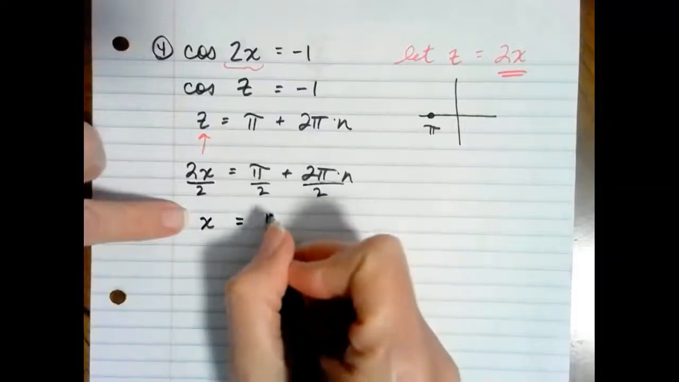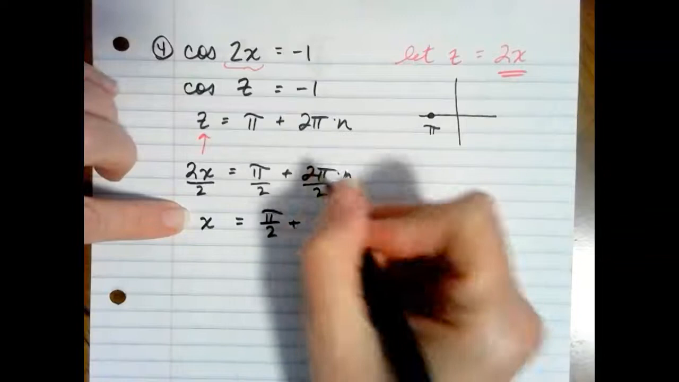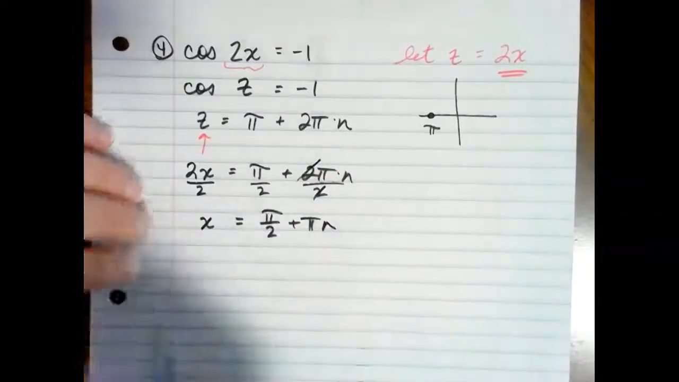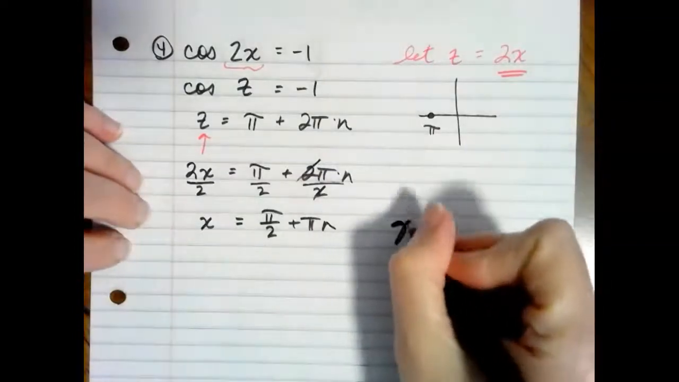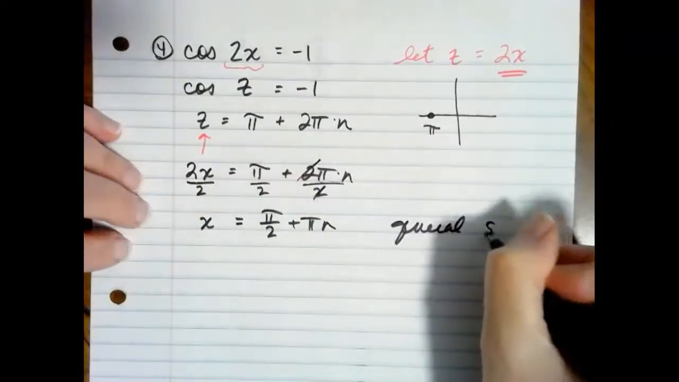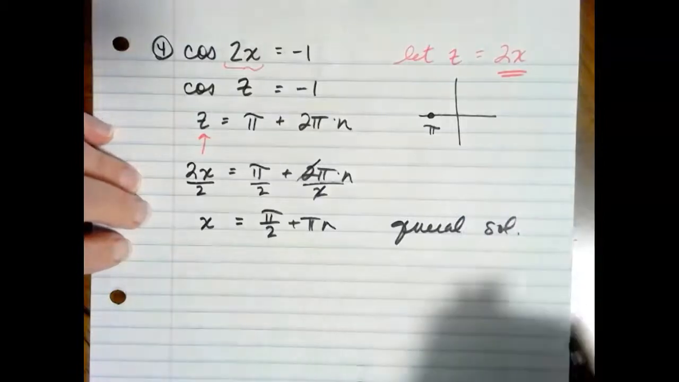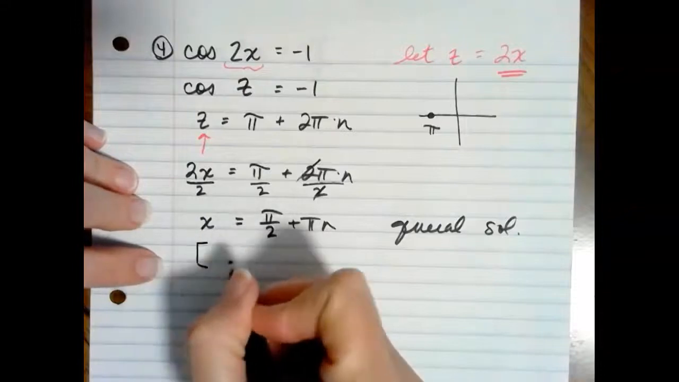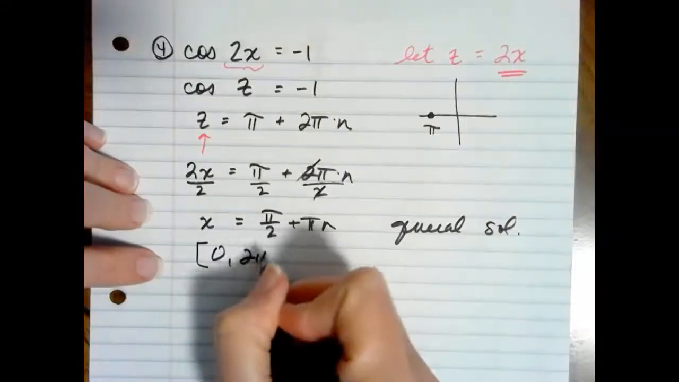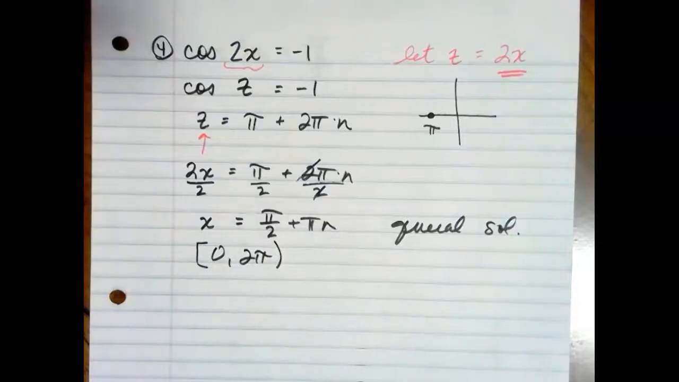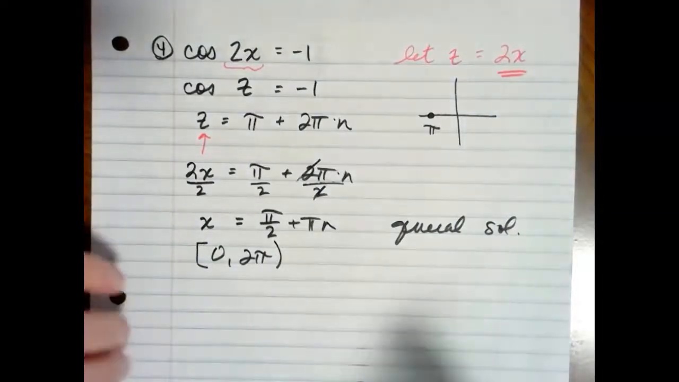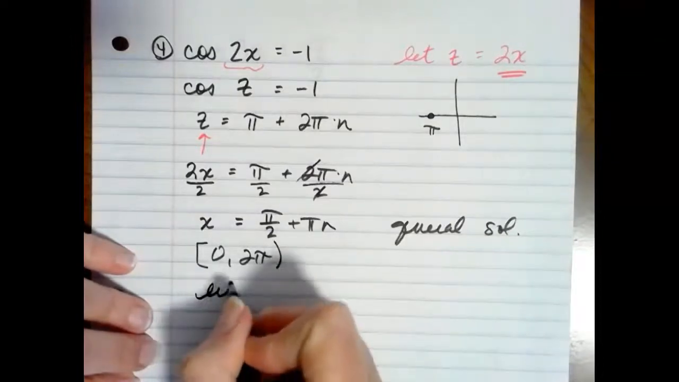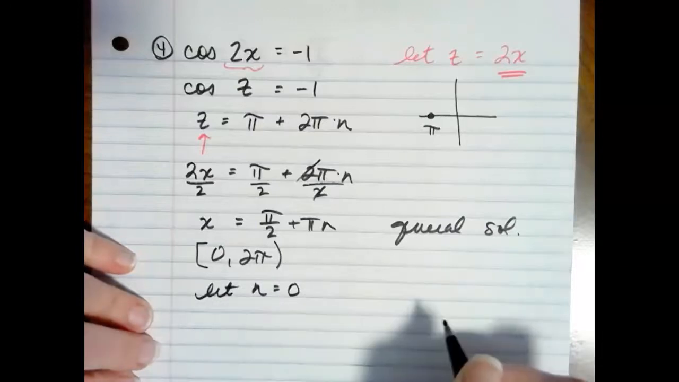So x equals pi over 2, cancel those 2's, plus pi times n. This is the general solution for x. Now, we want to find the specific solutions. And remember, we want our specific solutions to live within this slice of the domain, from 0 to 2 pi. So we have to come up with some test values. So first of all, let n equal 0.